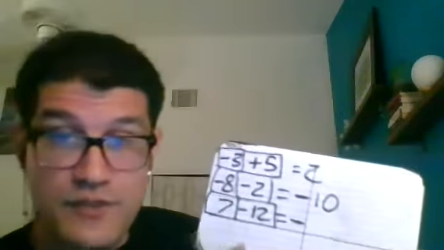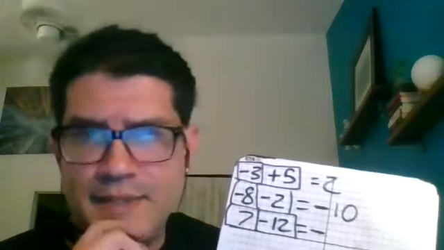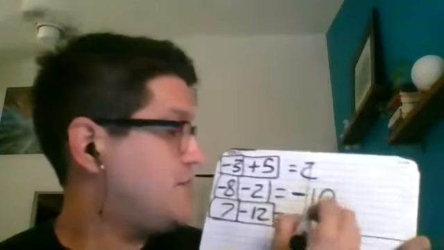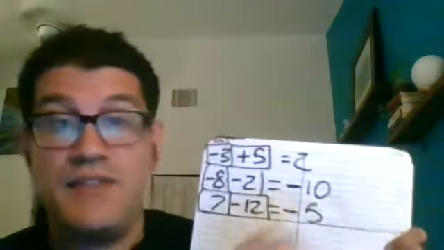Here, the signs are different, so I'm going to subtract them. 7 and 12. That makes no sense. What about 12 and 7? Oh, it does. The answer is 5, negative 5. And these are all correct. Follow these rules every single time. You get the answer right every single time.